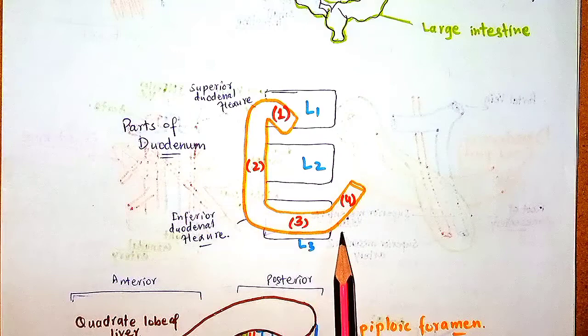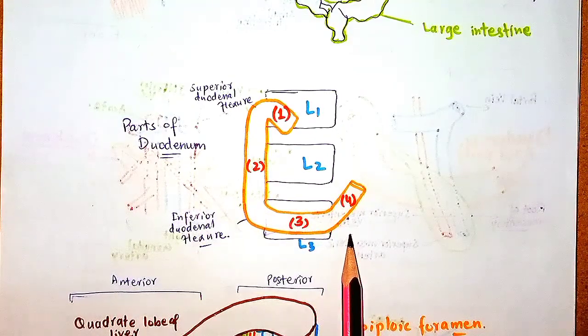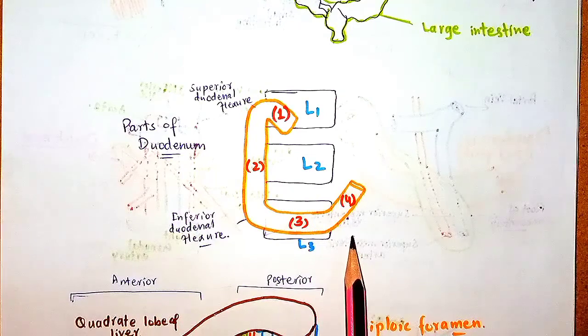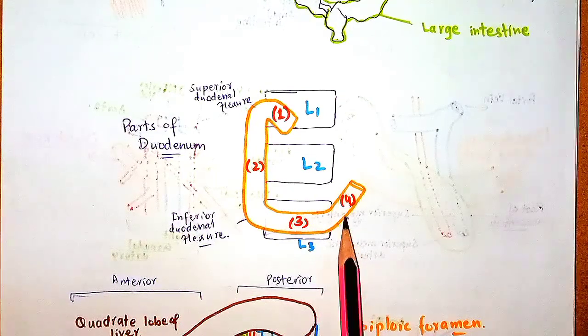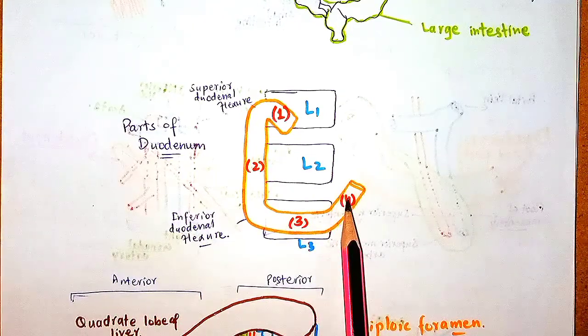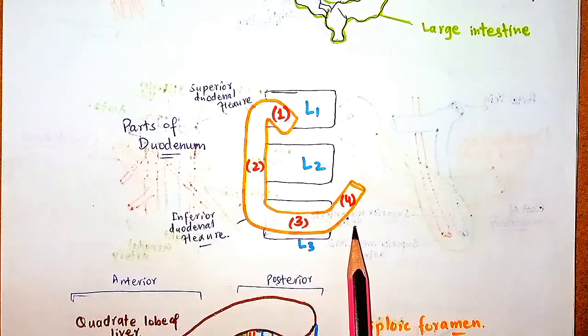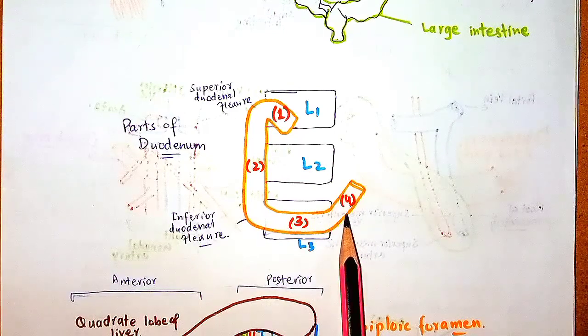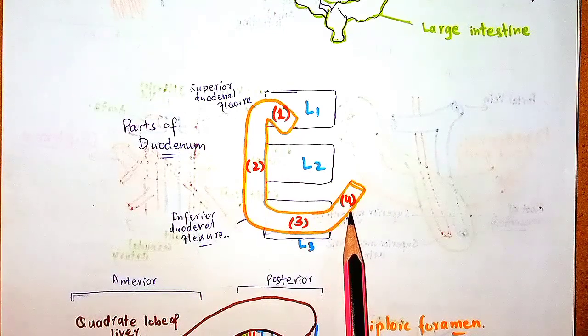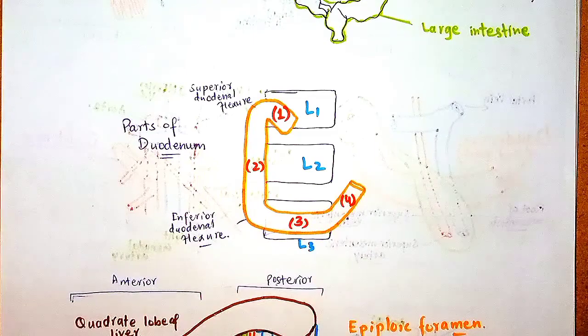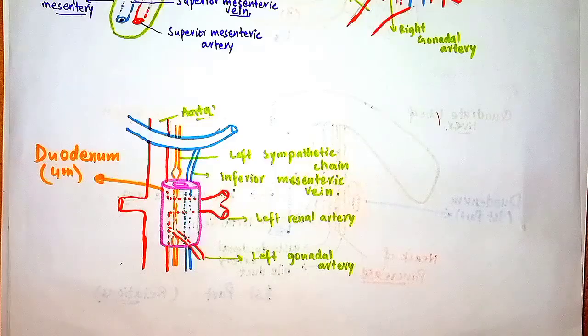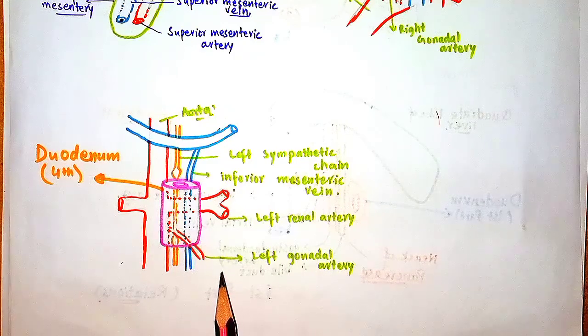At last, the fourth or the ascending part of the duodenum. This part of the duodenum runs upward up to the L2, second lumbar vertebra. It is about 2.5 centimeters long and ascends to the left to the duodenojejunal flexure. Its relations are as follows; these represent the relations of the fourth or the last part of the duodenum.